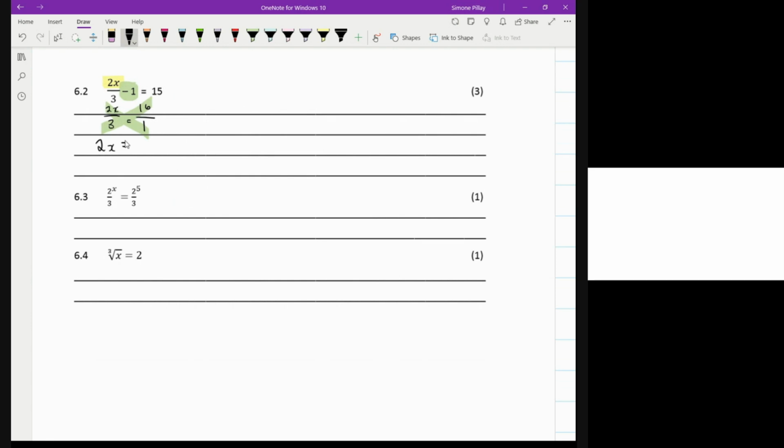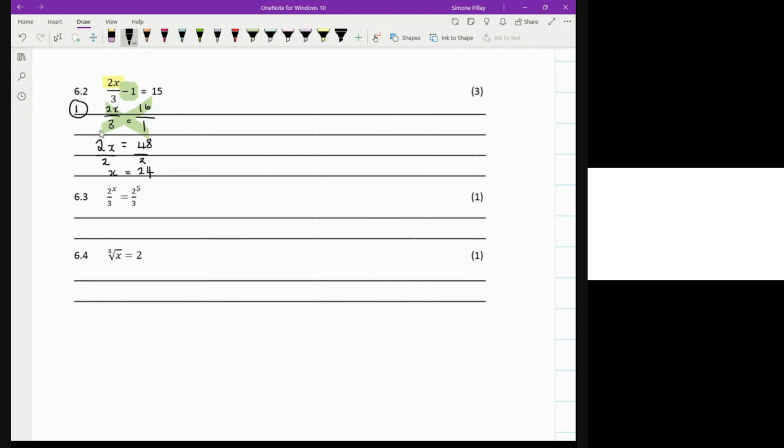Emilia? 48, ma'am. Beautiful. Thank you very much. It is 48. And now, I see your hand is still up, Emilia. Do you want to solve the rest of it? Yes, ma'am. So then we can divide both sides by 2, and then x is equal to 24. Thank you very much. So that was method number 1.